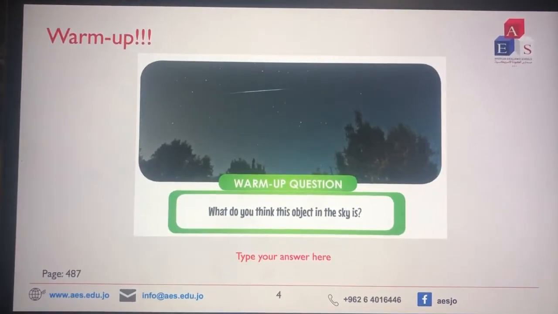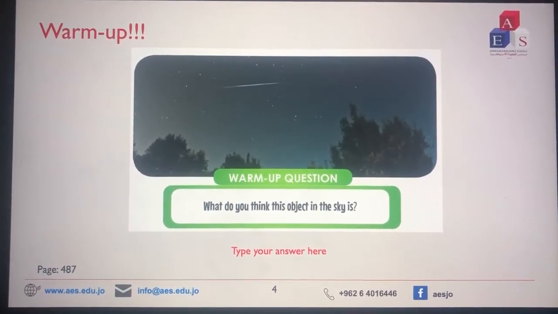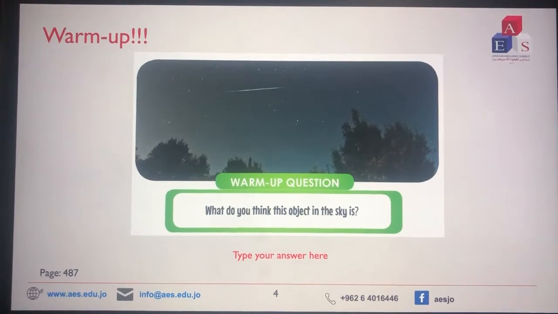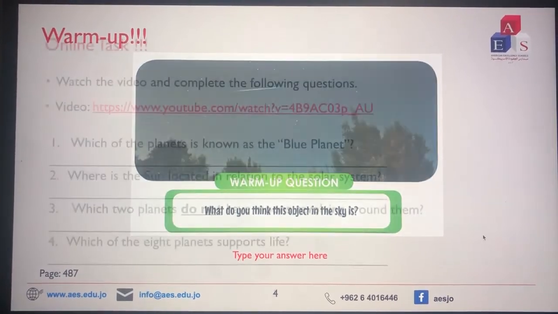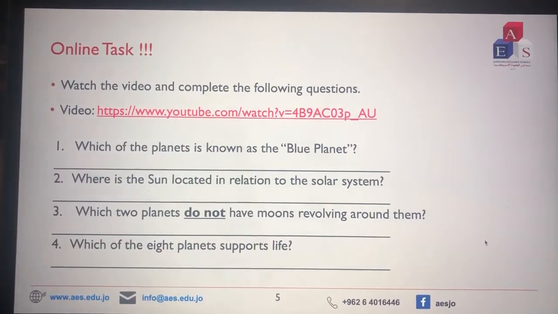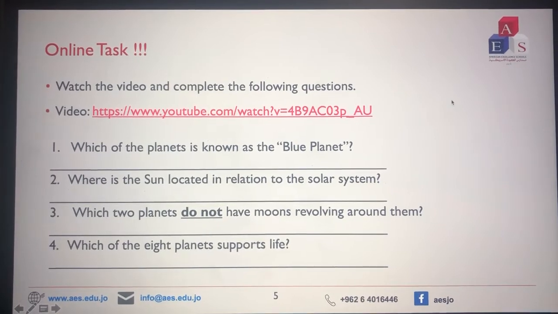So on page 487, look at the picture, please, and what do you think this object in the sky is, which is this one right here? Please type your answer. So the online task, go to the video found in the link right here and answer the following questions from the video.